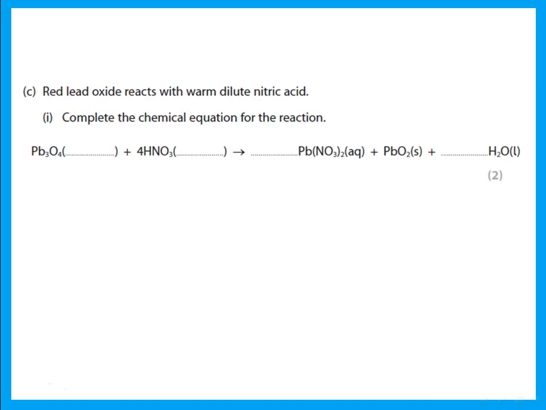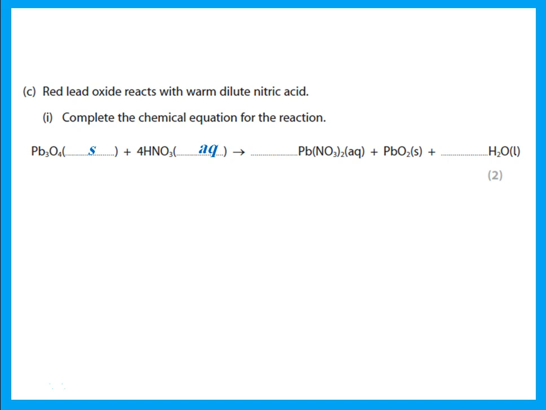Red lead oxide reacts with warm, please note the warm, dilute nitric acid. First of all, complete the chemical equation. So in parts of it, he wants the state, and in parts of it, he wants the balancing. So first of all, for the Pb3O4, he wants the state. If you go back to the table, that was a solid. Now, what is the state of nitric acid? You should realize that all acids are aqueous.